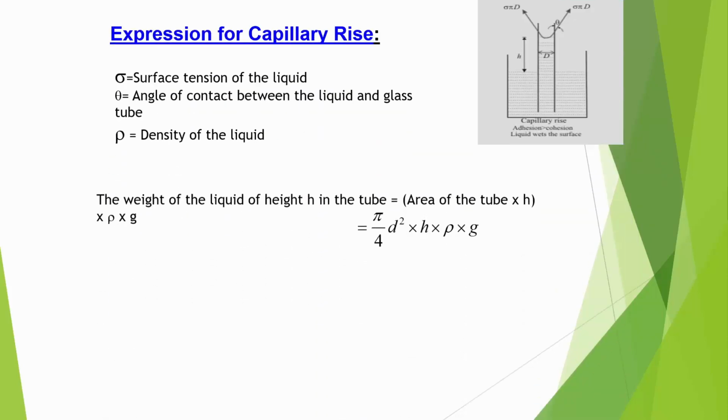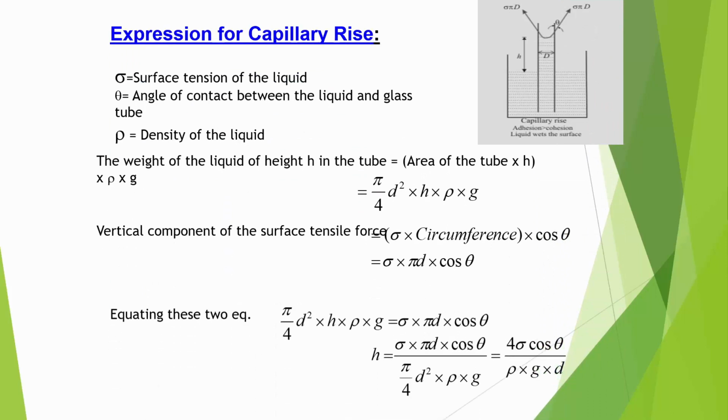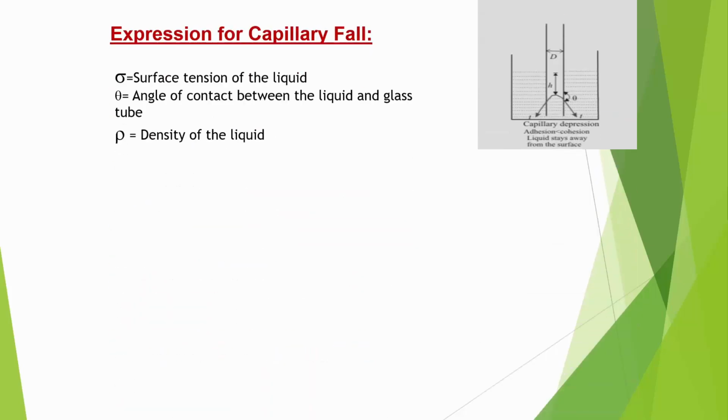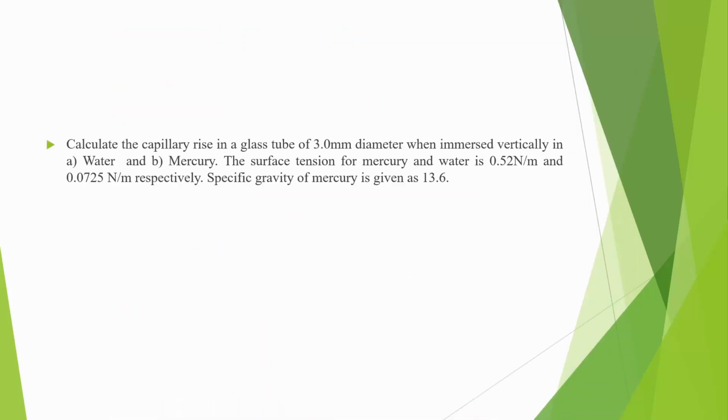So we'll try to solve a problem. Before that, we'll take the formula. So your final formula for capillarity, H is equal to 4 sigma cos theta by rho g d. When theta equals 0, you can take this formula in case of water. But your generalized formula for the capillary rise or fall, capillarity, is given by the equation H is equal to 4 sigma cos theta by rho g d. We are not going into the derivation. We'll just take the formula. So with this, we'll try to solve one problem.